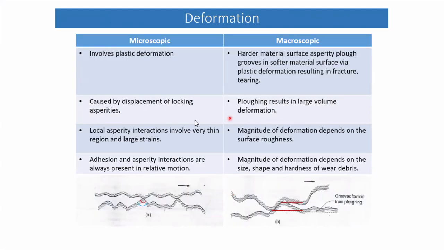Now, deformation mechanisms are basically two types: microscopic and macroscopic. For microscopic deformation, the interlocking happens only at the contact of the asperities, and there's a very thin region in which the deformation happens, and the volume cleavage happens. But in macroscopic, there is large area surface contact. Therefore, when there is relative motion, the larger groove basically plows through and causes massive volume deformation. And this can also happen due to asperity, and also due to the presence of debris.